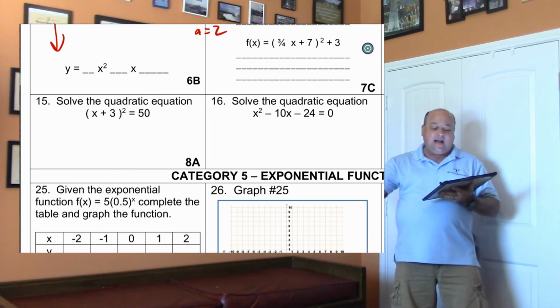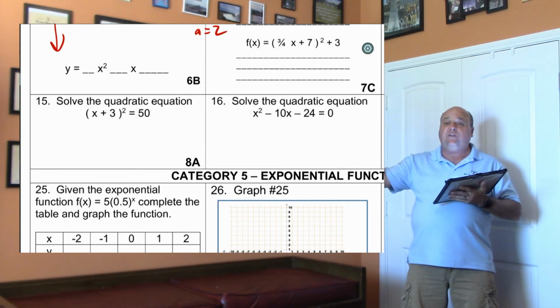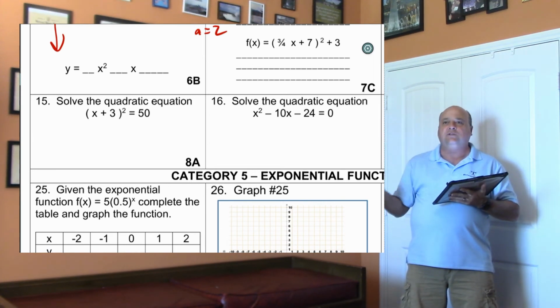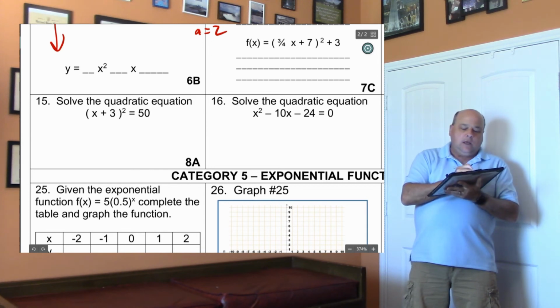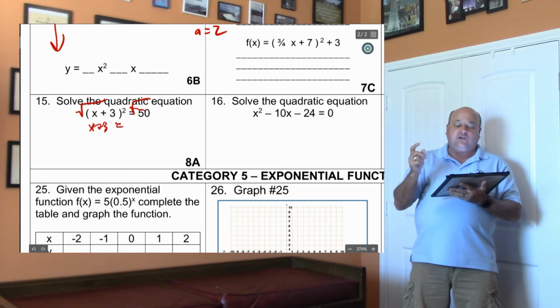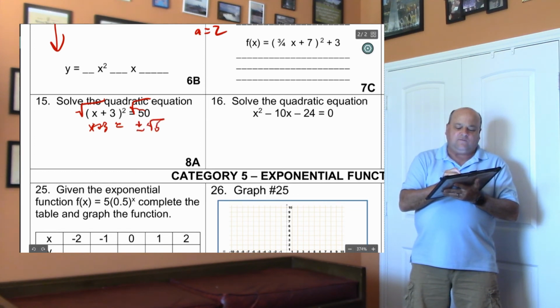So on 15, I would move the 50 over. I would get (x plus 3) squared minus 50. I would graph that and trace to the zeros. Now then, I'm going to show you how to do it algebraically. That second power, remember, we could square root that. So it's going to be x plus 3 equals, and the square root of 50, we can't get it, so it's going to be plus or minus the square root of 50.